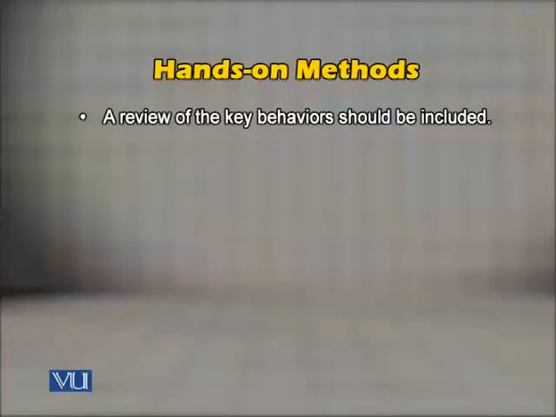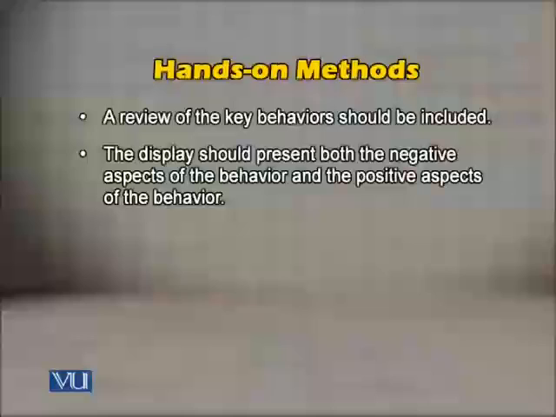First, it should be repeated separately, and then if it is possible, then it should be repeated as a whole. And then finally, a review of the key behavior should be included, that after the activity has completed, a review of the key behaviors should be included, so that people can organize their thinking after they have seen what needs to be observed. And another very important component of the modeling display is that the display should present both the negative aspects of the behavior and positive aspects of the behavior.